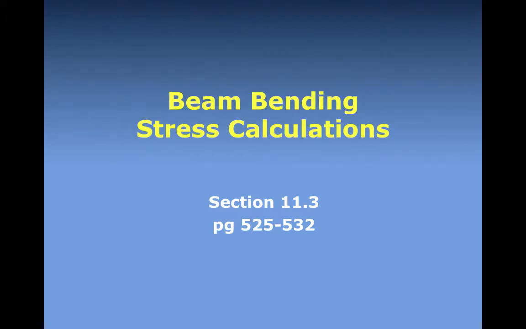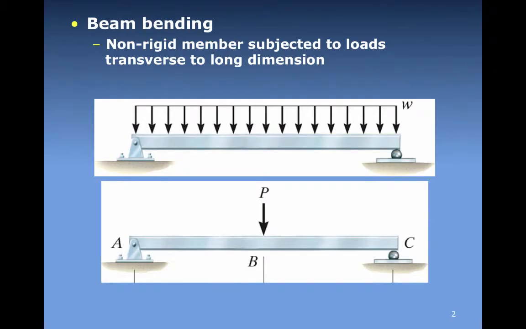This online lecture covers beam bending and the stresses created throughout the cross-section of the beam as forces are applied to the top surface of the beam. Often when we look at beams, we think of simply supported beams and loads that are applied along the top surface of the beam. As you can see here in these two diagrams, there are different types of loads that can be applied to the beam.